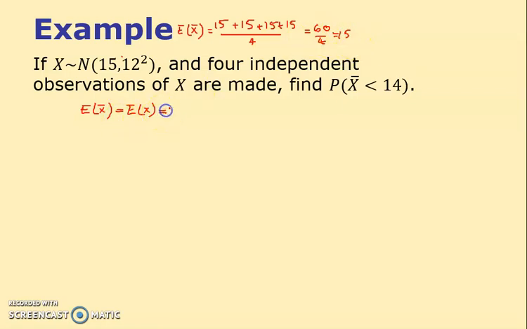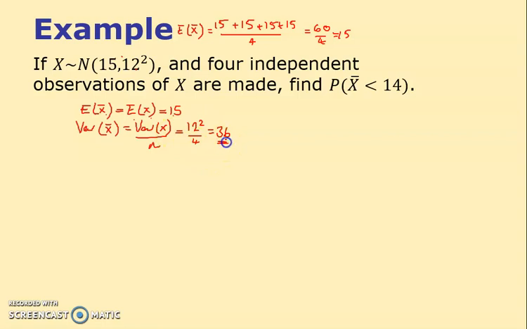So this is still 15, and that's what my slide from exercise 8B said, that E of X bar is the same as E of X. But it also said that the variance of X bar does change. It becomes the variance of X divided by n. So in this case, what was it? It was 12 squared divided by 4. Now it's 144 divided by 4, which is 36.